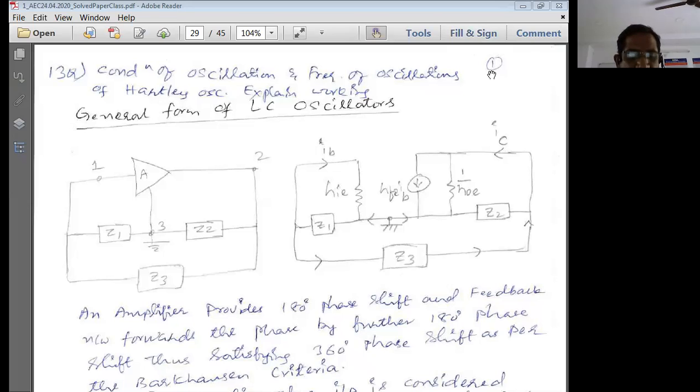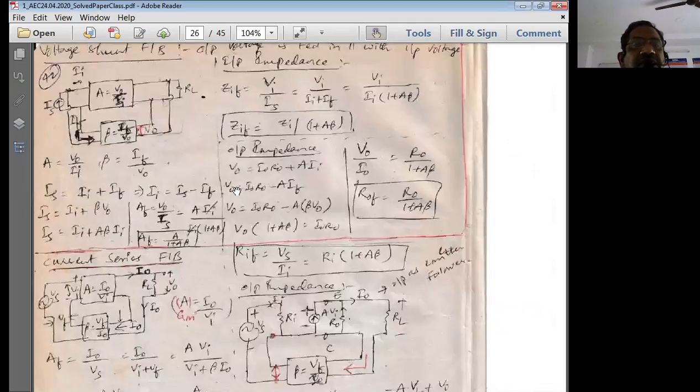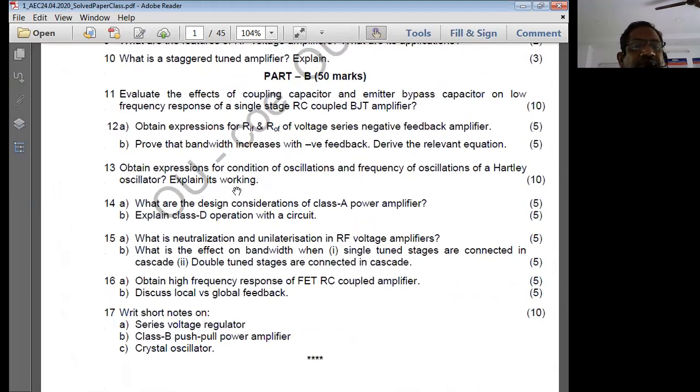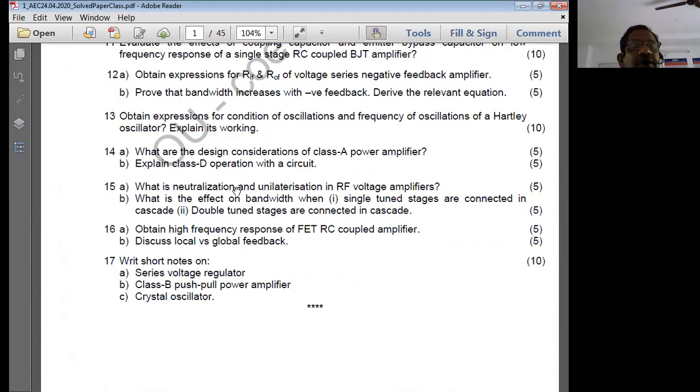There was a question once asked in the university examination like this: condition of oscillations and frequency of oscillations of Hartley oscillator and explain its working. Let us go back to the question paper. So this is the question: obtain expressions for condition of oscillations and frequency of oscillations of a Hartley oscillator. Explain its working. This question has been asked for a total of 10 marks. So it is a long answer question.